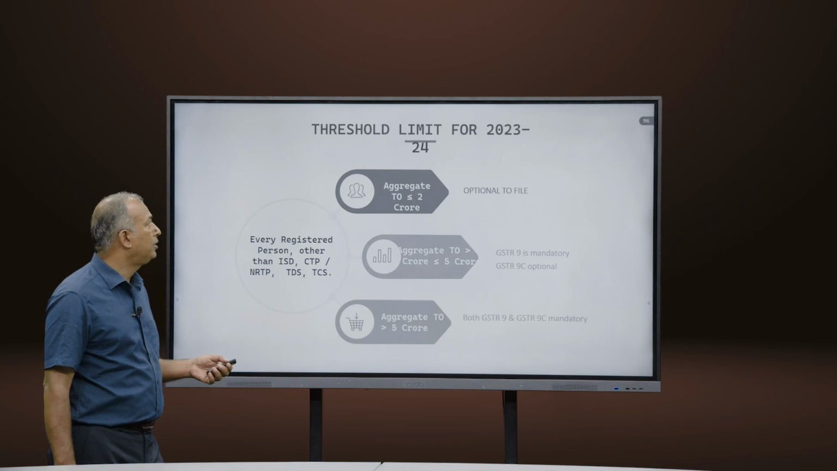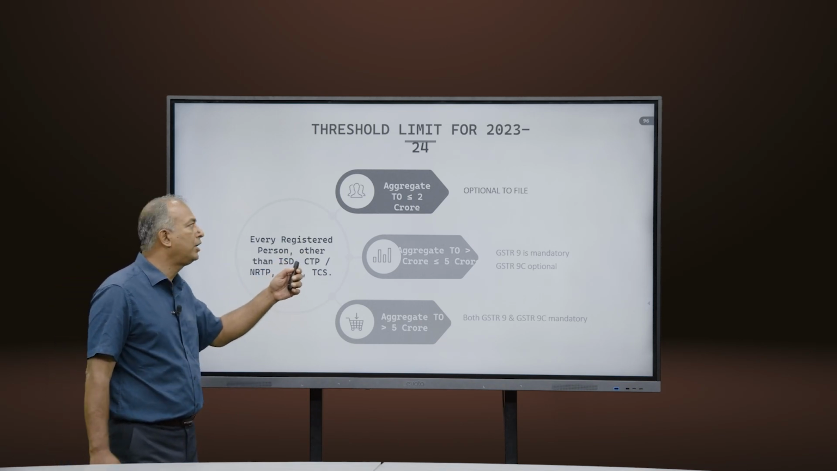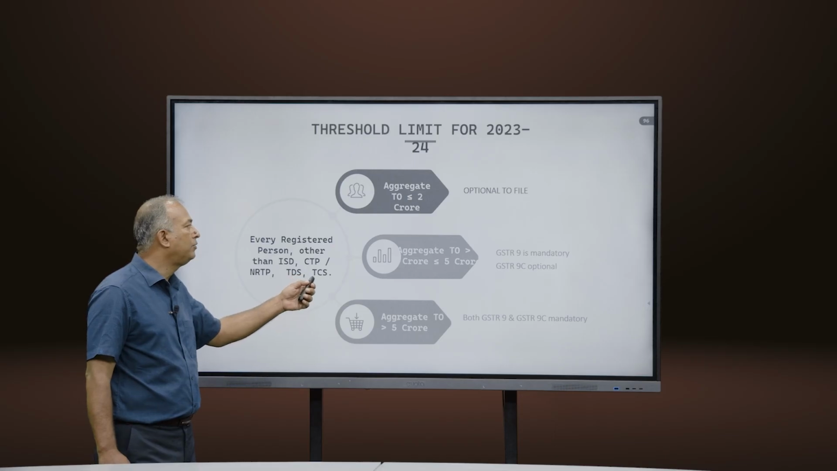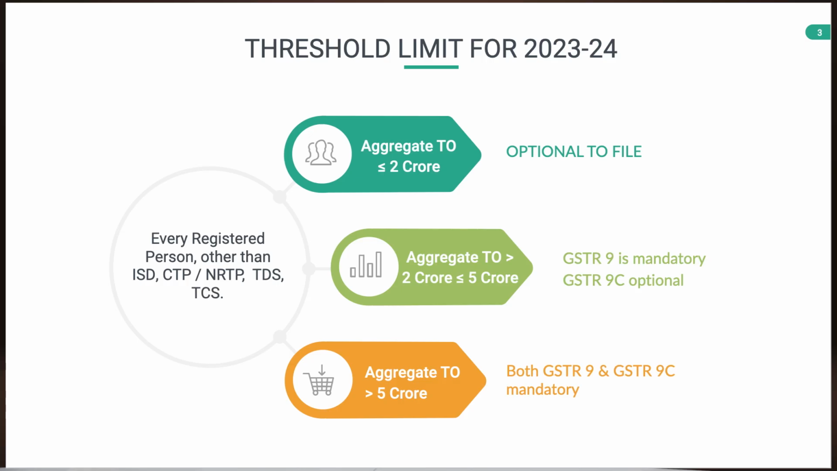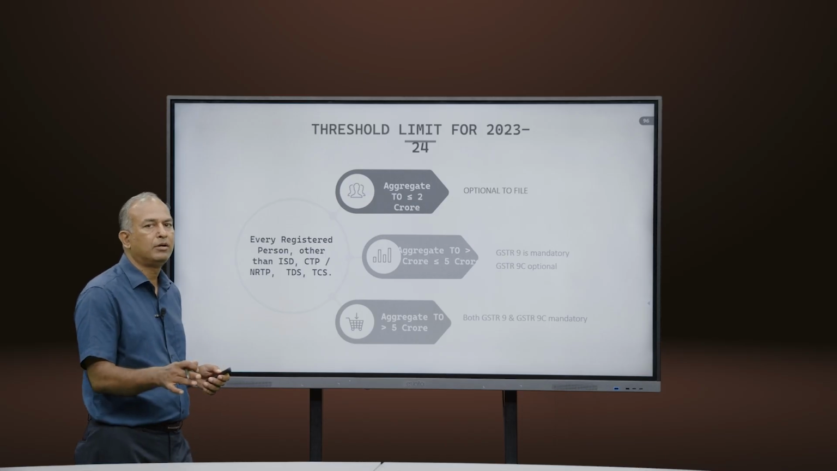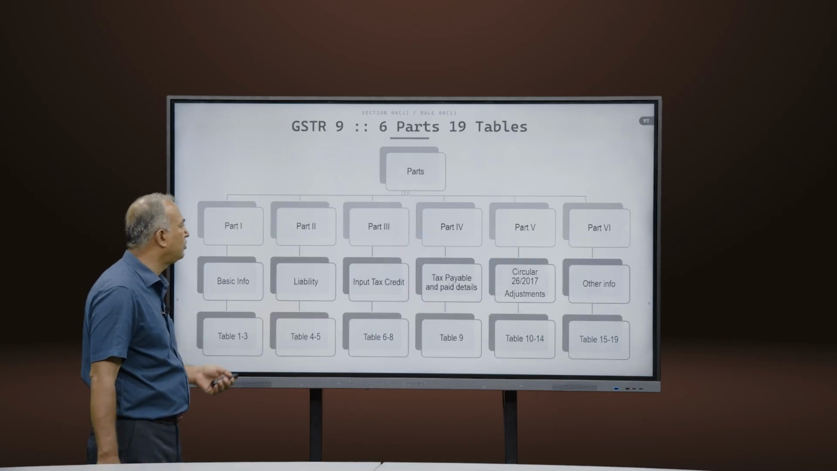Now, this is the threshold limit that I have put here. If the aggregate turnover is less than or equal to 2 crores, it is optional to file. If it is greater than 2 crores and less than 5 crores, GSTR 9 is mandatory, and 9C is optional. If it is greater than 5 crores, both are mandatory. The only thing is, you need to check for the respective years whether it is self-certified, that is a reconciliation statement, or it has to be certified by a chartered accountant, which I've already told you.